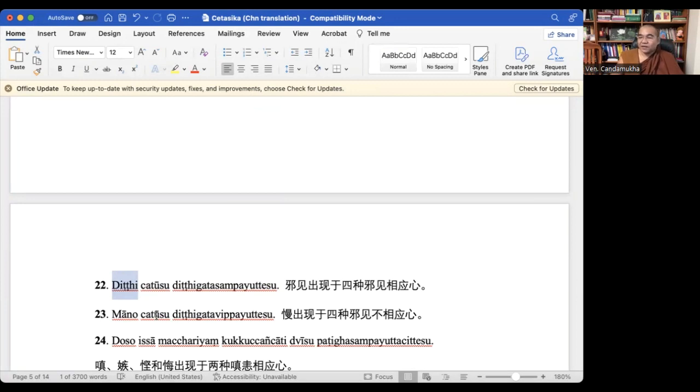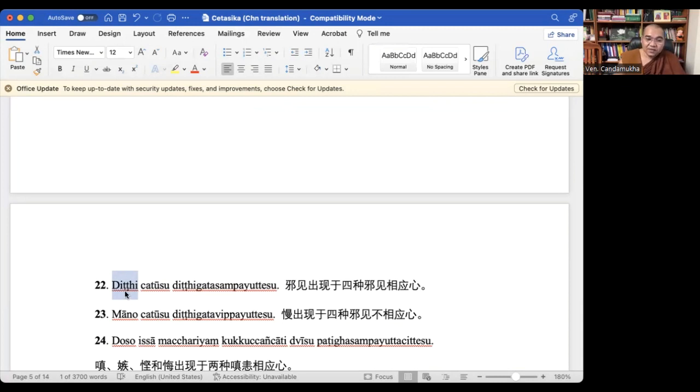So in the five aggregates, suppose ditthi, when we have an attachment to the five aggregates with wrong view, then we regard the five aggregates as atta, self, or soul. Then when we take the five aggregates with mana, at that time we consider the five aggregates as I, mind, body, and so on. In this way, ditthi and mana arise in different ways.